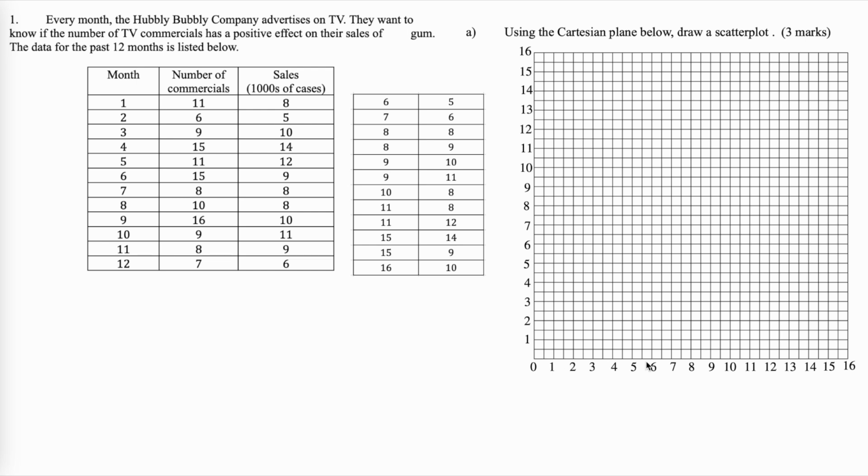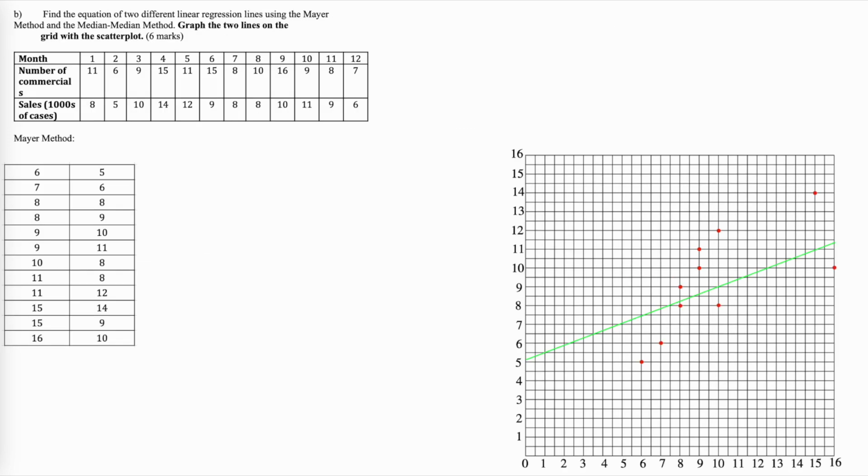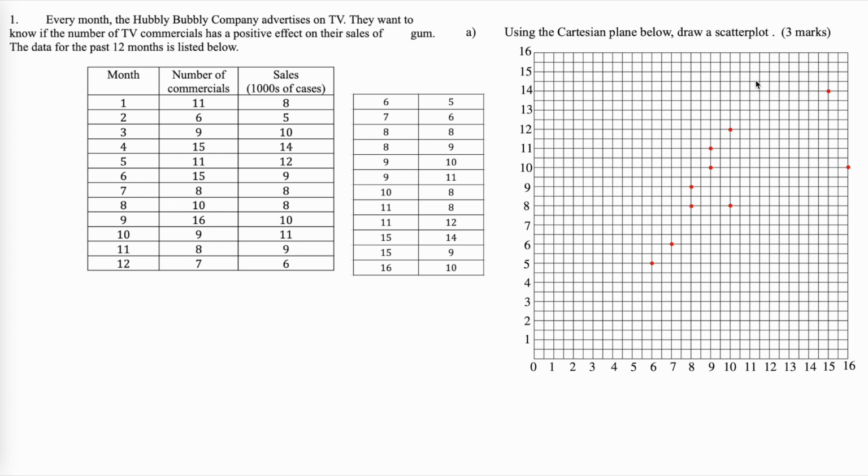I have 6, 5 right here. That's my first point, 7, 6. My second point, 8, 8, 9, 10, 9, 11, 10, 8, 11, 8, 11, 12, 15, 14, 15, 9, and 16, 10. This is my scatter plot. This is the scatter plot.